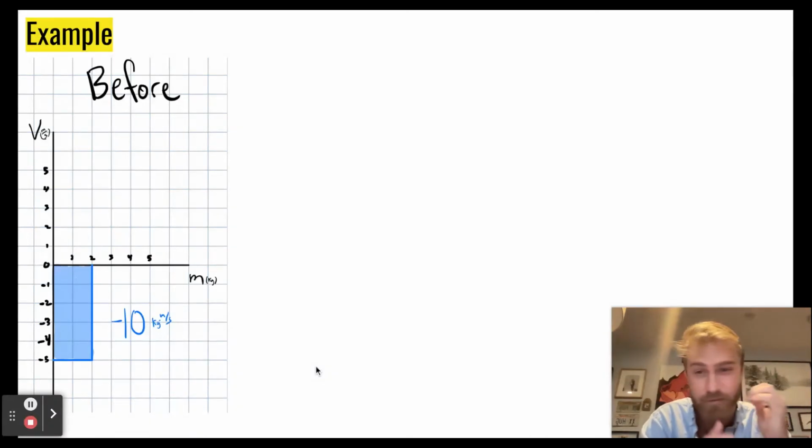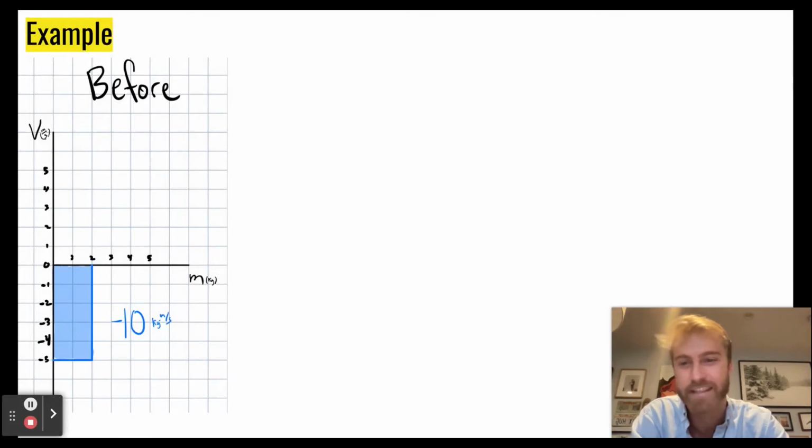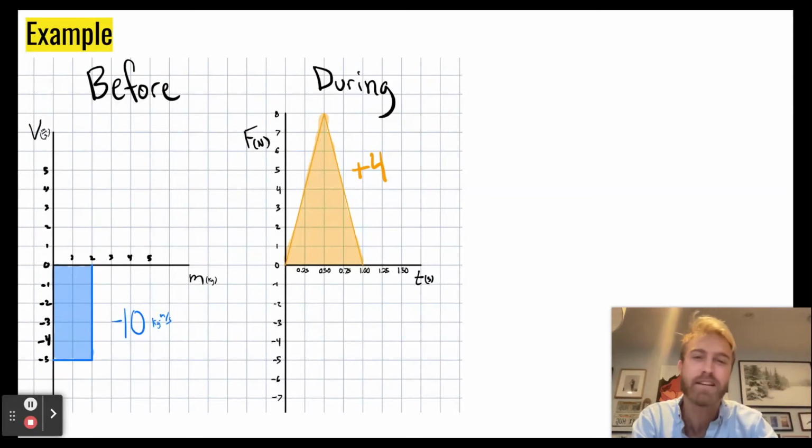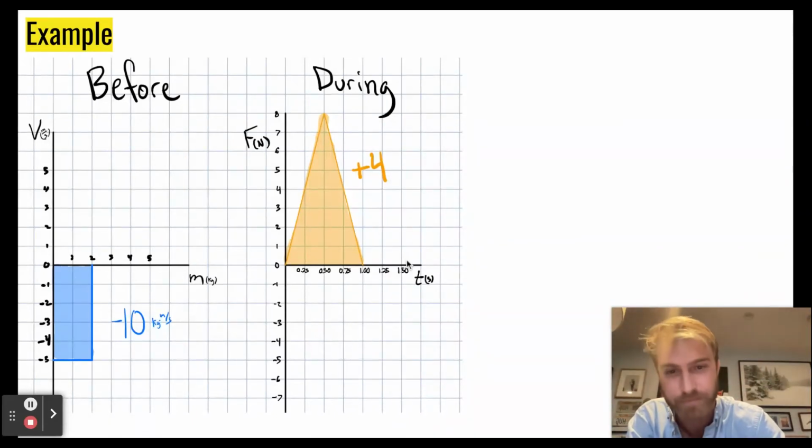And here's an example. Before a collision, let's say we have a blue cart moving to the left at -5 meters per second. And let's say that cart is 2 kilograms. Then we can analyze with the force versus time graph during the collision. During the collision, we can calculate the area, 1/2 base times the height, and see how much its momentum changed. It looks like it got pushed to the right because we're in the positive range of this force versus time graph. So this cart was moving to the left, and then it got hit by something, and it pushed it to the right.